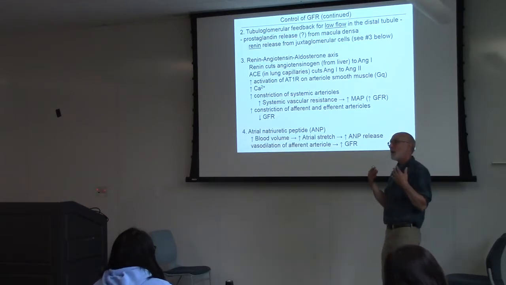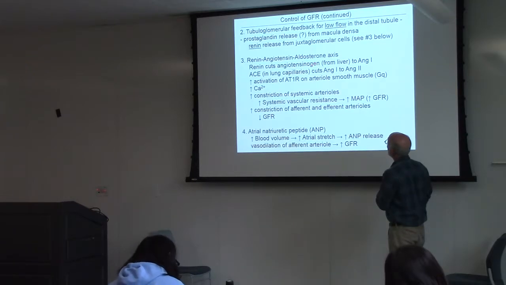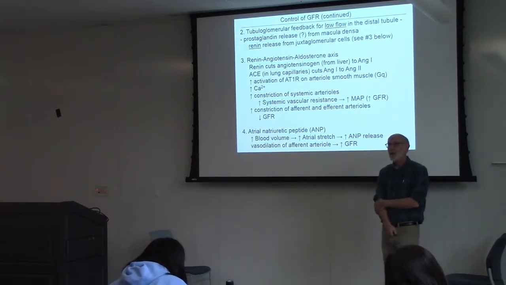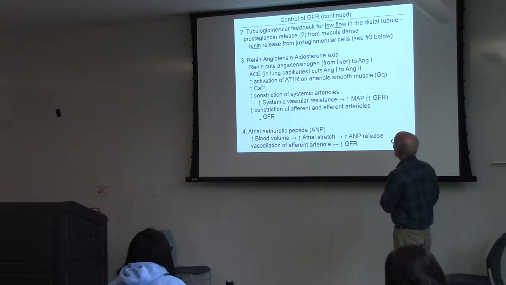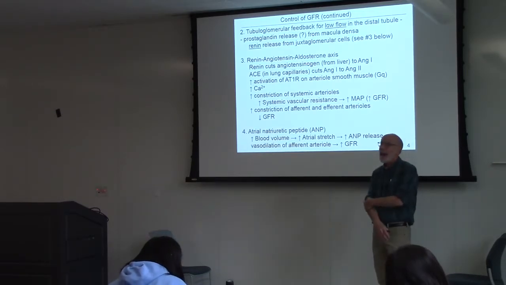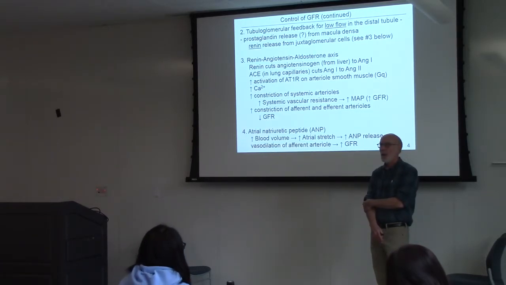Now, I'm introducing a concept here. If you see something that has the O-gen at the end of it, angiotensinogen, it means it's a precursor. And we're going to see that again in the digestive system. So angiotensinogen is a precursor to angiotensin. Usually the nomenclature is somewhat helpful.